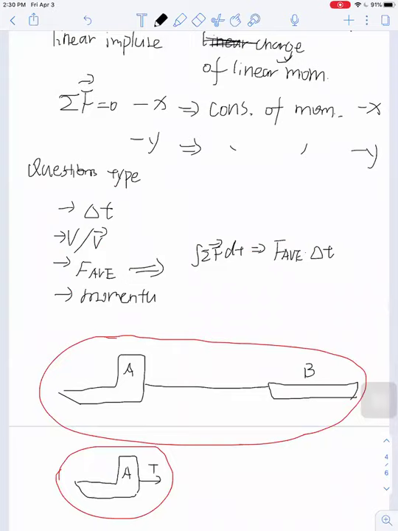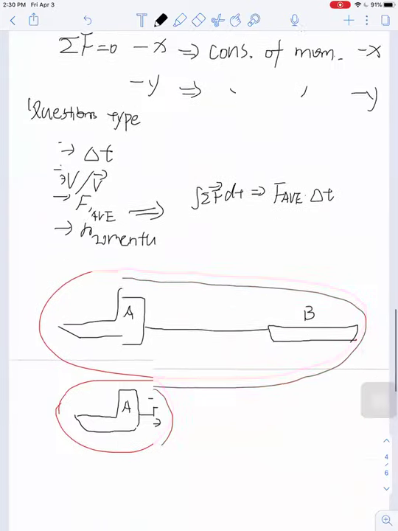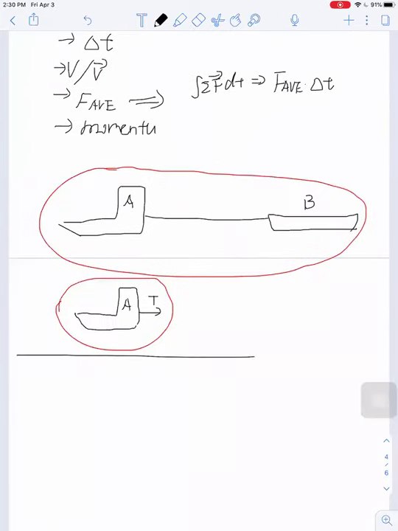But in section 4C, there's another topic. That's impact. So we talked about impact problems.